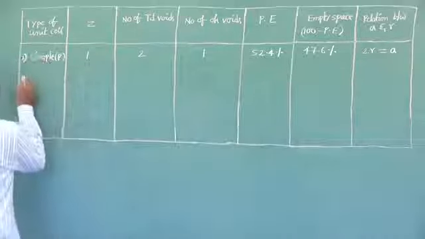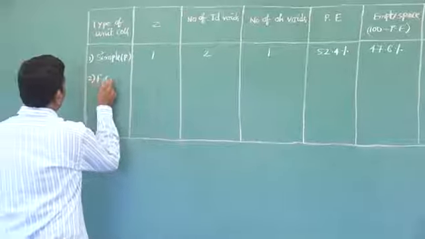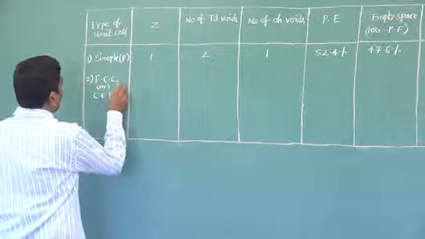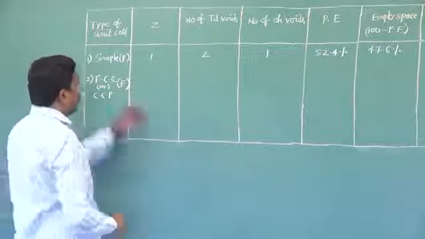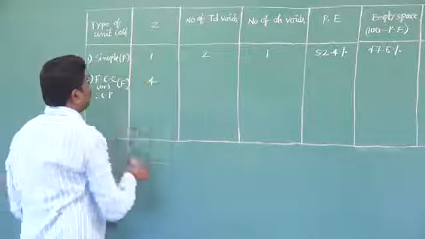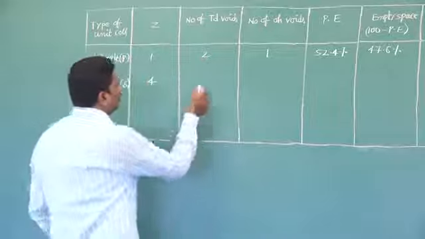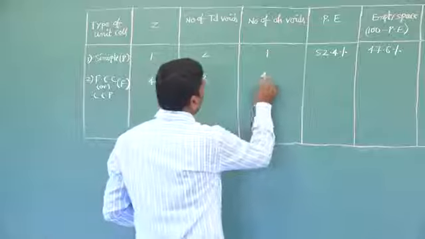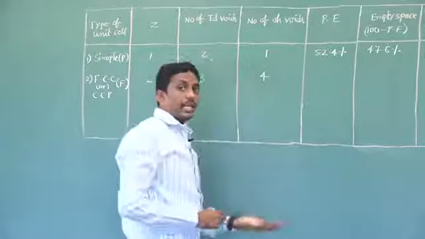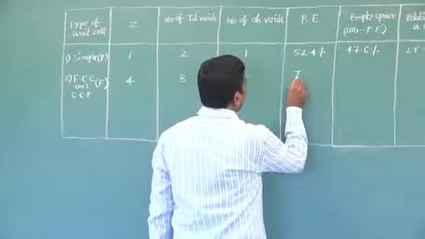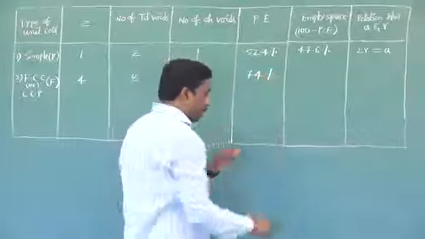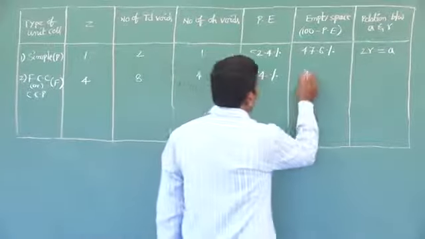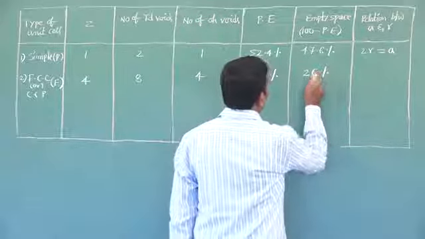Now next, the second one, that is FCC, also called CCP. It is represented with F. Z value 4, number of tetrahedral voids double, that is 8, number of octahedral voids same as the number of Z, so 4. Packing efficiency we already calculated, it is 74%, means 74% is occupied by spheres, remaining is empty. So 100 minus 74 is 26, so 26% is empty space, voids.